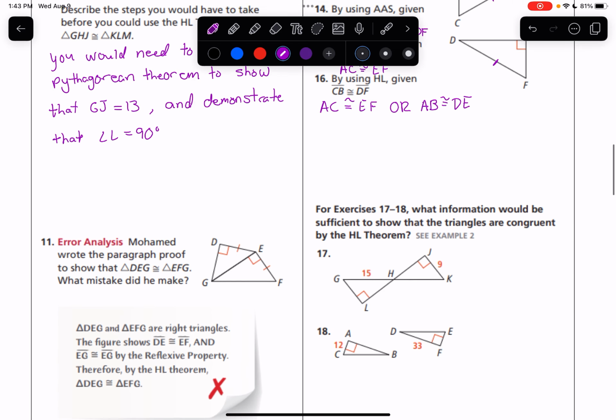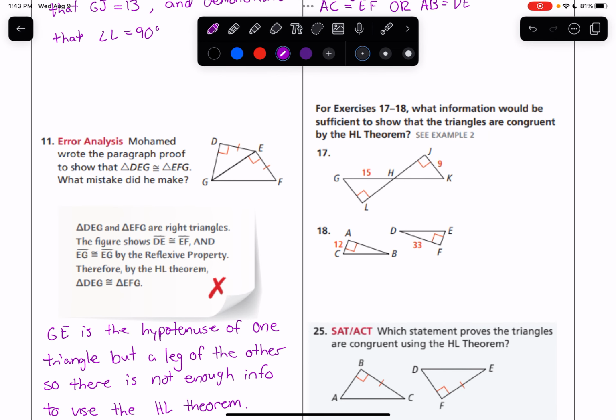Numbers 17 and 18, what information would be sufficient to show that the triangles are congruent by the hypotenuse leg theorem? So if we wanted to show that these two triangles were congruent by hypotenuse leg, we see that they are both right triangles, which is good. We have the hypotenuse of this triangle, but not the hypotenuse of this one. So we would need to know that HK also equals 15.